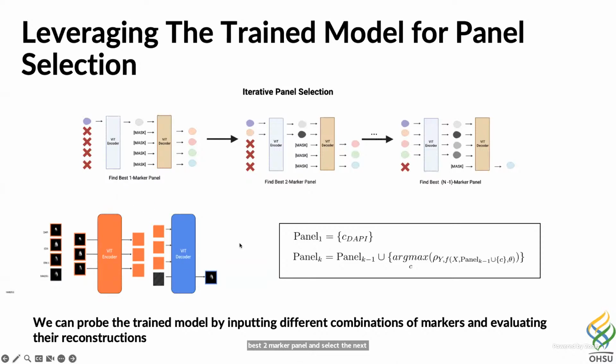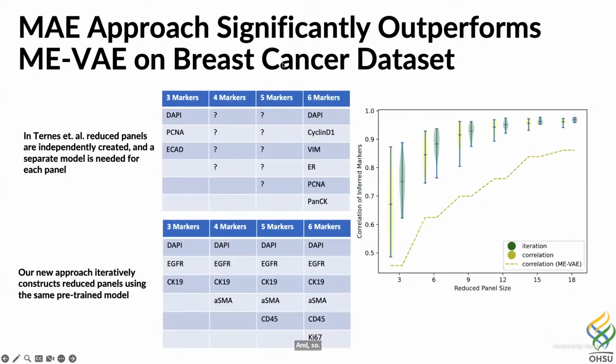And then we include that into our reduced panel size, and then iterate through the remaining 2 markers to find the best 3 marker panel. And so, yes, that clarifies. And so this approach results in a significant performance increase over our lab's initial approach, as well as streamlines the process.